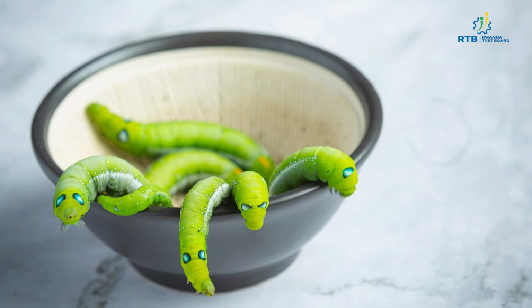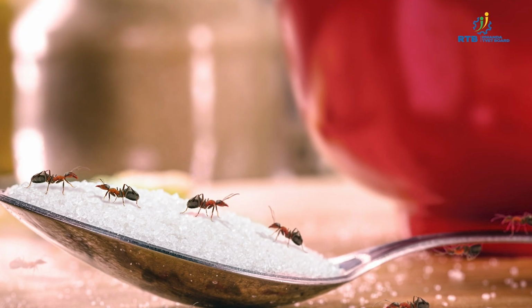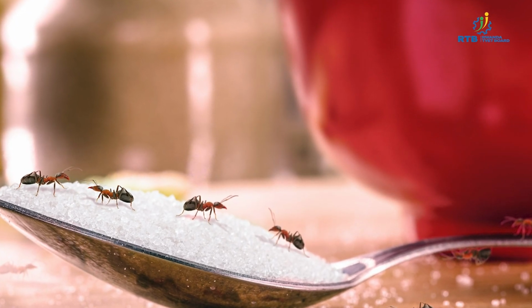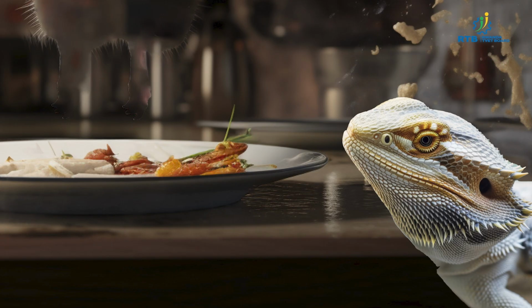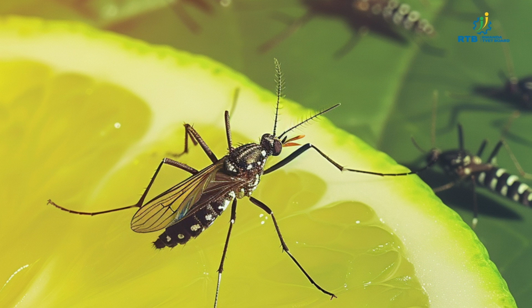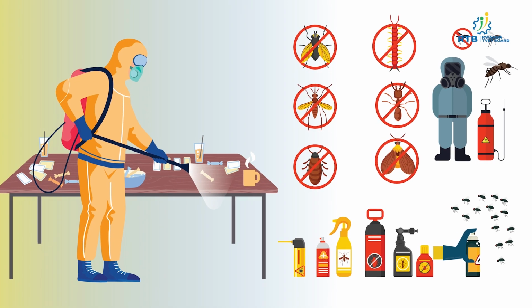Rodents may gnaw through packaging, while cockroaches are carriers of pathogens. Ants and flies can infest food preparation areas rapidly, and weevils threaten stored grains. Although lizards and mosquitoes may not directly contaminate food, they contribute to an unsanitary environment. By recognizing these pests, kitchen and restaurant managers can initiate targeted pest control strategies to safeguard food safety.